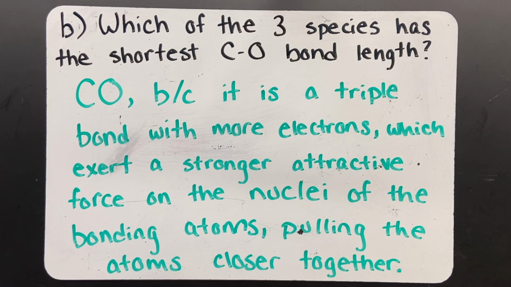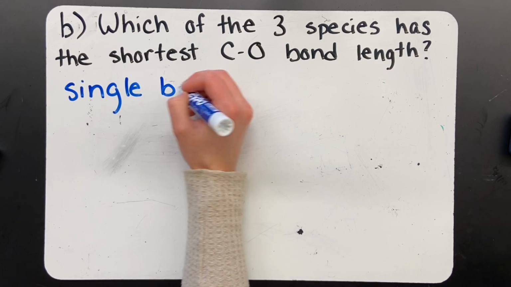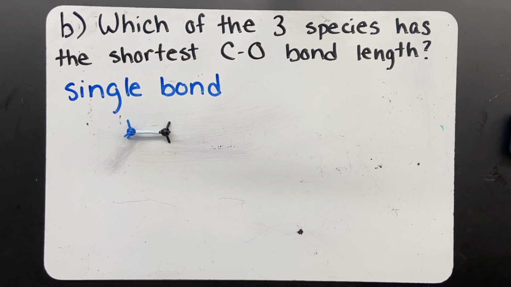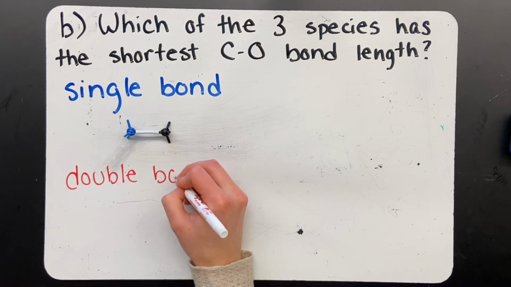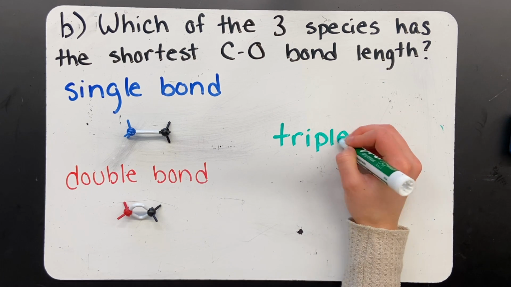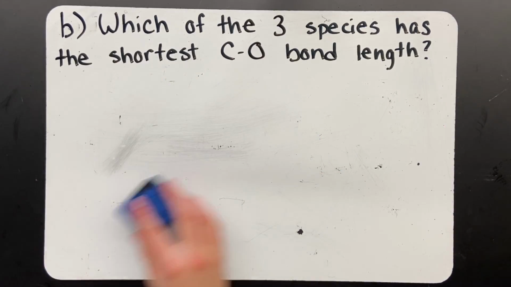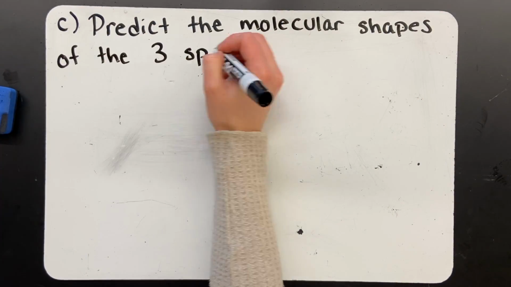We can illustrate this interaction through a molecular model. Here we have a single bond, like in the carbonate anion. Here, a double bond, like carbon dioxide. And finally, a triple bond, the shortest of the 3, like in the carbon monoxide molecule. You can see how visually the triple bond looks shorter than the double bond, which looks shorter than the single bond. Finally, we have part C, predicting the molecular shapes of the 3 species.